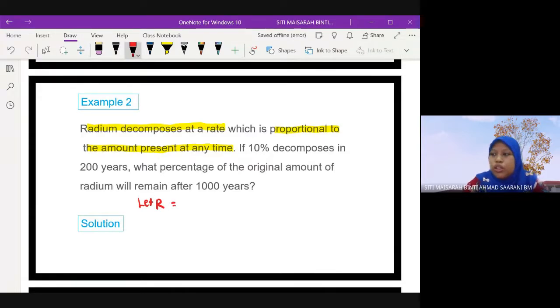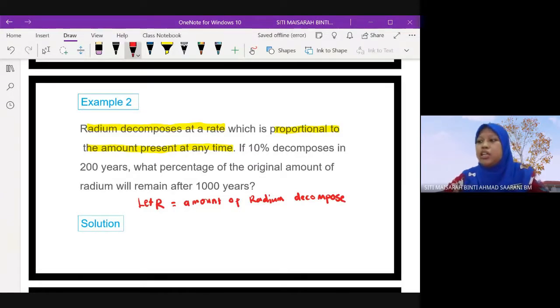is equal to dia represent of amount of radium decompose. Kita tulis sendiri yang kita nak relate dengan apa. Okay. So amount of radium decompose at time t equals to T apa? Okay, kita baca dulu.